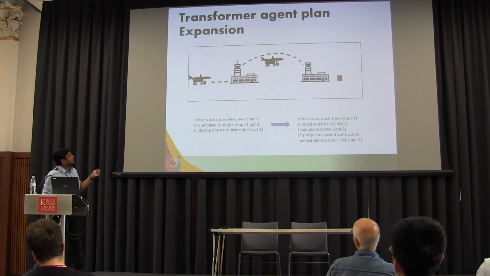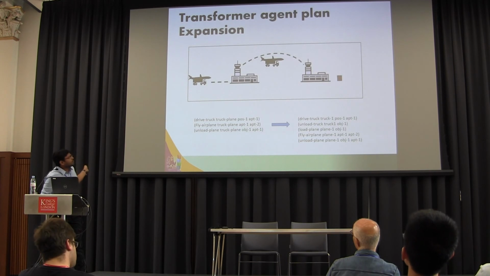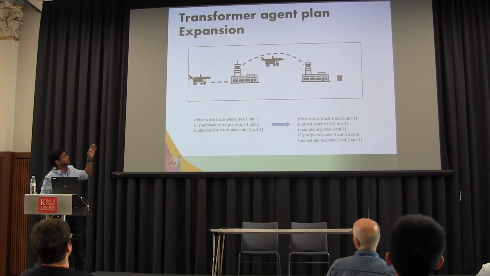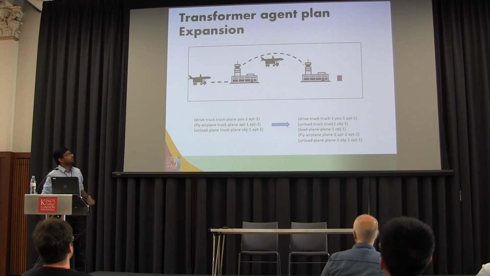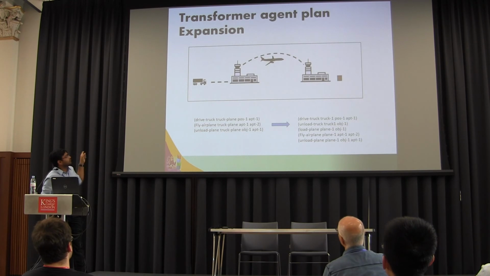So one example would be, in this case, we have a flying truck which goes from one part of the city to the airport, and it goes from this airport to another airport and drops off the package here. This can now be turned into a plan where there is a truck moving from one part of the city to another, and then the truck drops the package at the airport, the plane picks up the package and moves to the other airport and drops the package there.